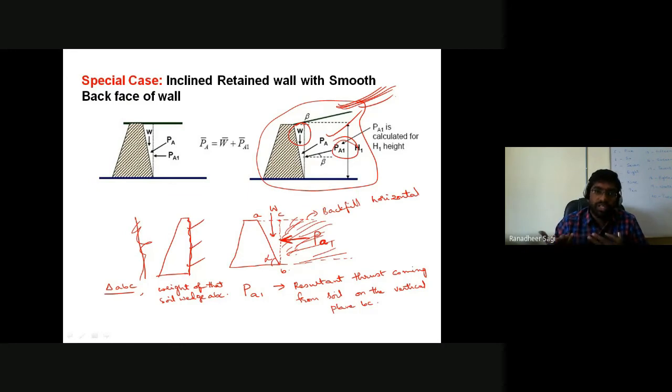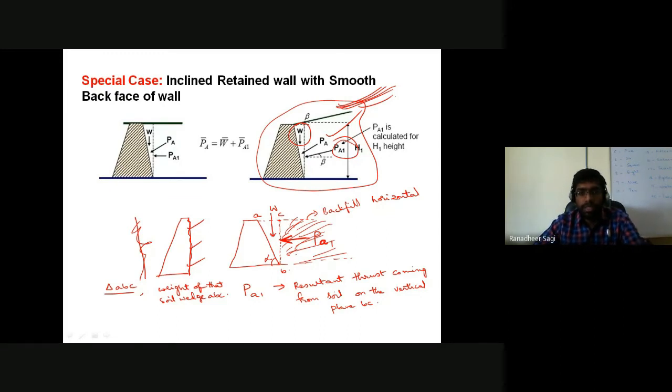And then we have also incorporated the effect of the inclined retaining wall surface and the inclined backfill condition. Ultimately, we were trying to look at how to get the resultant thrust coming from the adjacent soil, which could be either in active state or passive state. So the resultant thrust coming on the inclined surface of the retaining wall due to the effect of the inclined backfill is also what we have understood how to calculate.